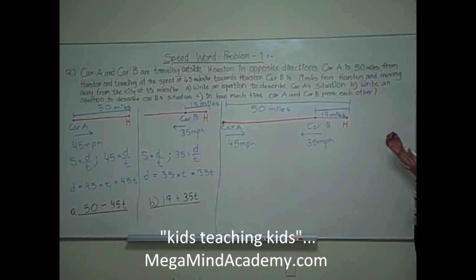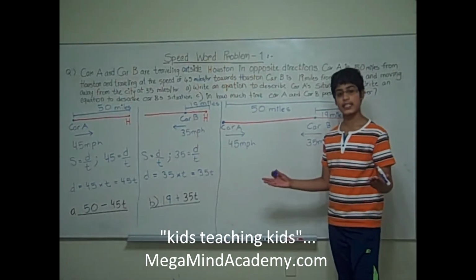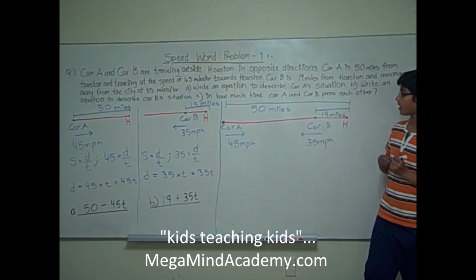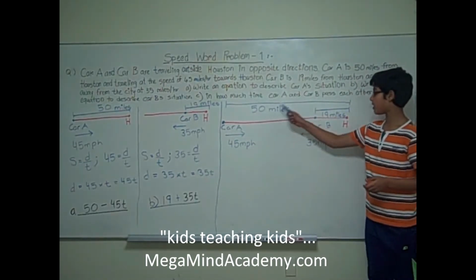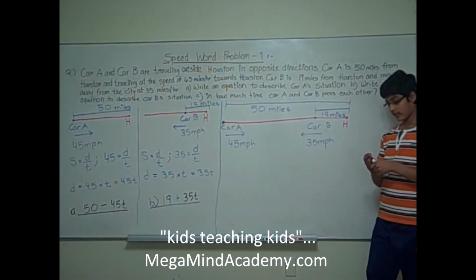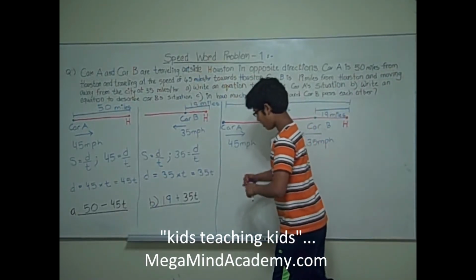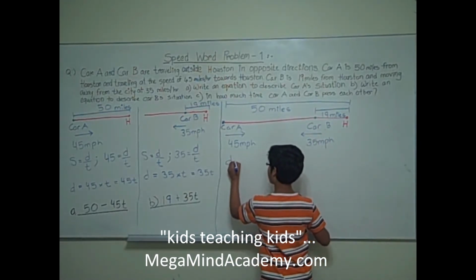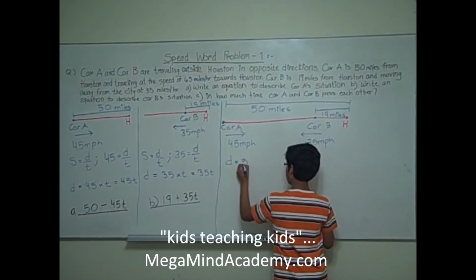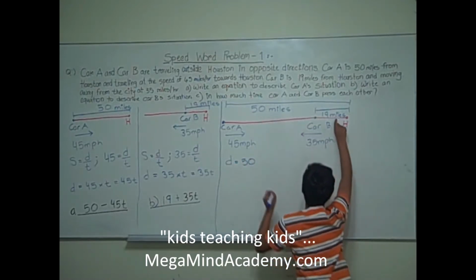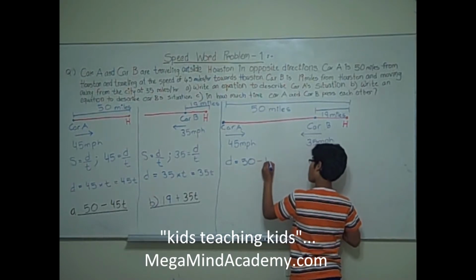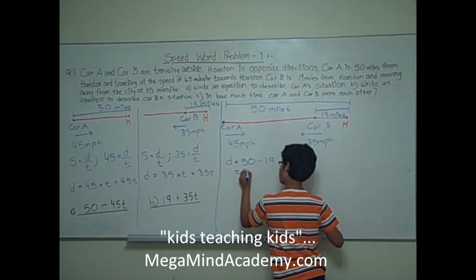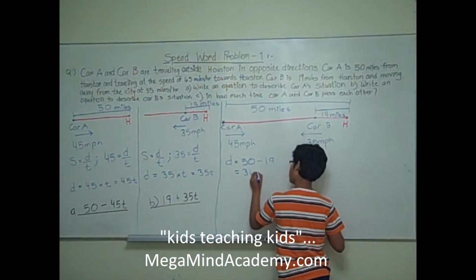Now, let's find the distance between car A and car B. The distance between car A and car B is 50 minus 19. This is equal to the distance, D for distance, is equal to 50 minus 19, which is equal to 31 miles.